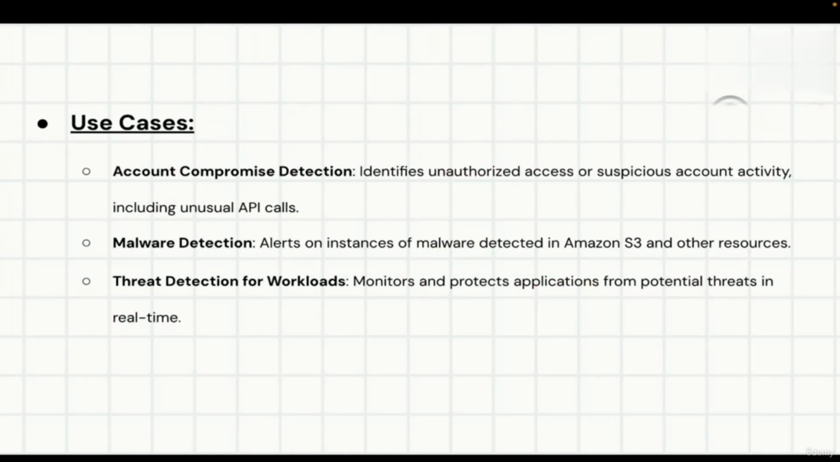The major use case is account compromise detection. So let's say if there is unusual API call activity or suspicious account activity that is going to compromise your account, in order to avoid or mitigate that, we can utilize GuardDuty. Moreover, malware detection and threat detection for the workload. So it alerts on instances for malware detected in S3 and other resources. And moreover, it is going to monitor and protect applications from potential threats in real time as it continuously monitors your CloudTrail logs, VPC logs, and DNS logs.